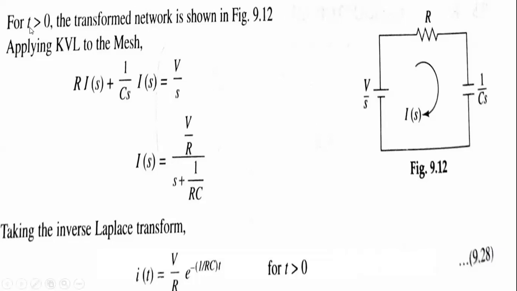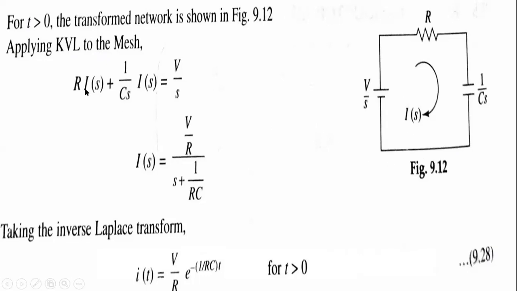Whenever you close the switch, definitely the time will be greater than 0, and you are going to transform that network or circuitry, and apply the KVL to the mesh. What will happen for the V? Already we have seen in the previous case, V will be V by S. The capacitor will be 1 by C S. R will be as it is, and the current will be I(S).